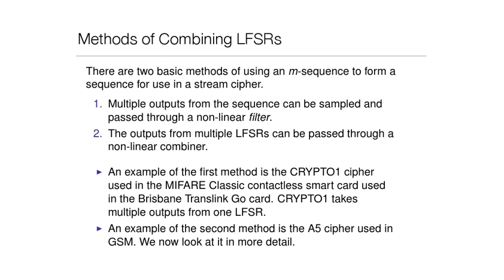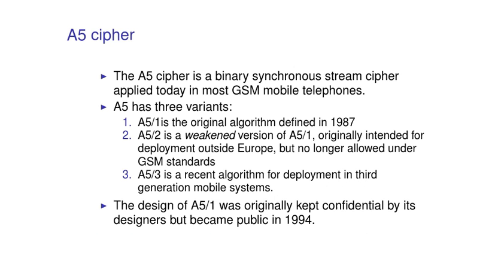Let's now discuss a few examples of stream ciphers. One of the famous ones is the A5 cipher. It's a binary synchronous stream cipher applied today in most GSM mobile telephones. A5 has three variants: A5.1, A5.2, and A5.3. There are some implementation differences between these variants. The design of A5.1 was originally kept confidential by its designers but became public in 1994.